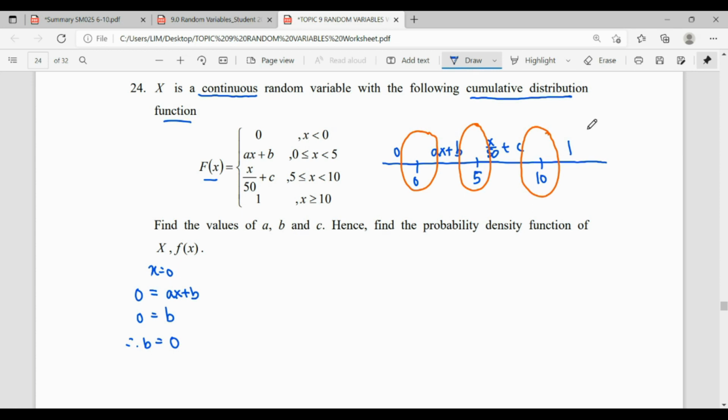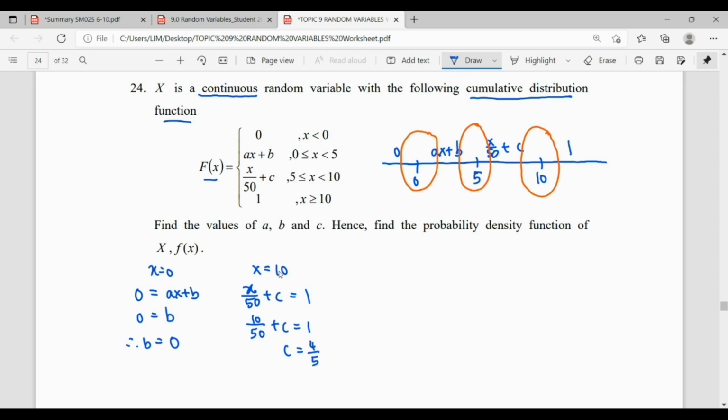So we proceed. I go for the back here first because I can see this is constant. It might be easier. So I go for the coordinate when x equals 10. When our random variable x equals 10, supposedly the left must be equal to the right. X over 50 plus c must be equal to coordinate 1, so that the graph can connect. So what is x? We substitute 10. So this c will be 1 minus 1 over 5. It will give you 4 over 5.